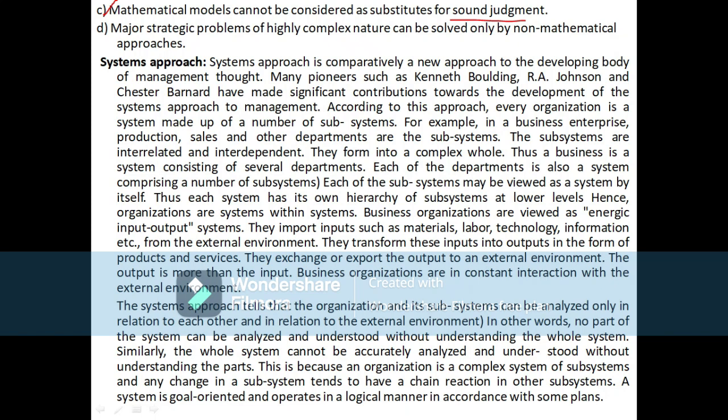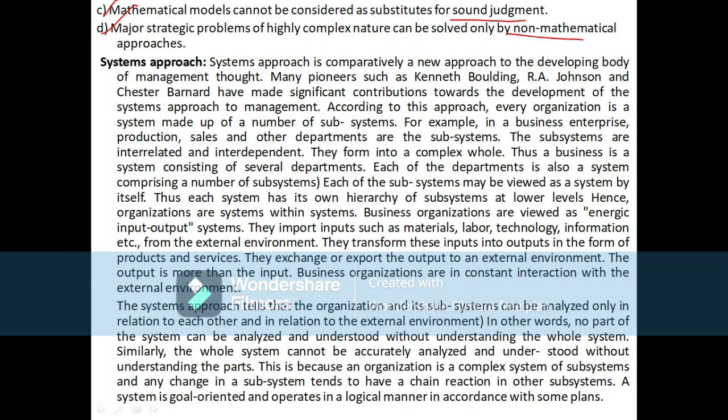Likewise, major strategic problems of highly complex nature can be solved only by non-mathematical approaches. In strategic problems of highly complex nature, we can see qualitative and quantitative problems. Qualitative ones are related to human aspects, human emotions, or nature. Those cannot be quantified, so they need non-mathematical approaches. This is another limitation of this study.